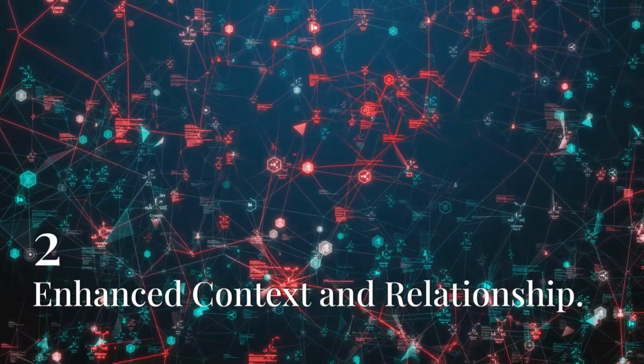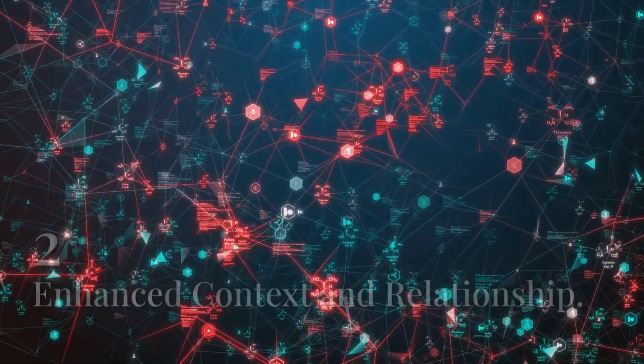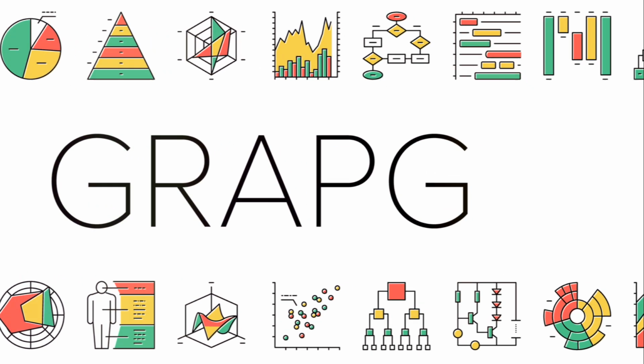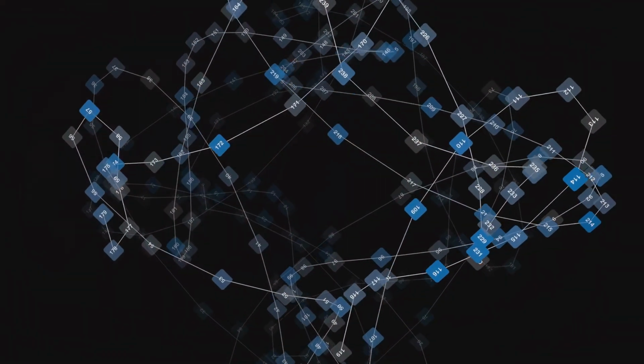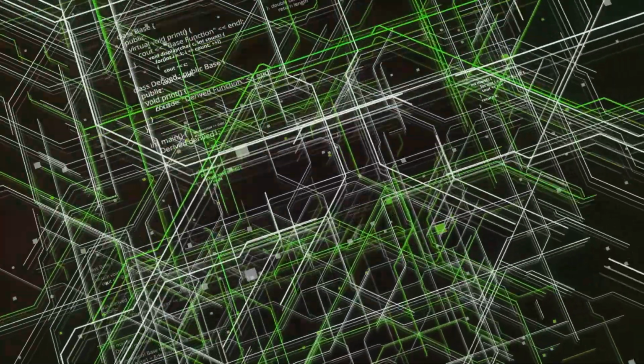Second, graphs offer enhanced context and relationships. By using nodes and edges, a knowledge graph can store rich contextual information and relationships between entities. This is crucial for generating meaningful and contextually accurate responses.